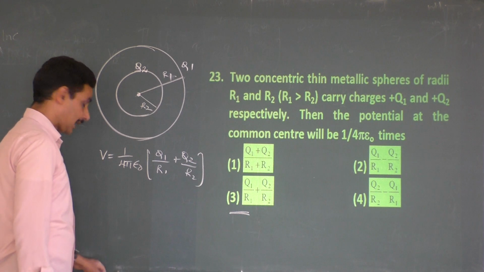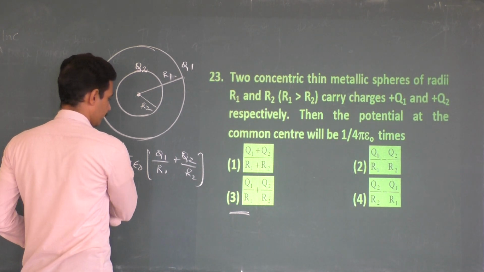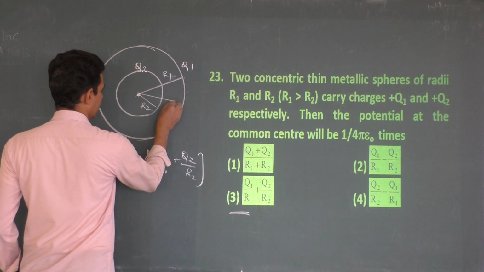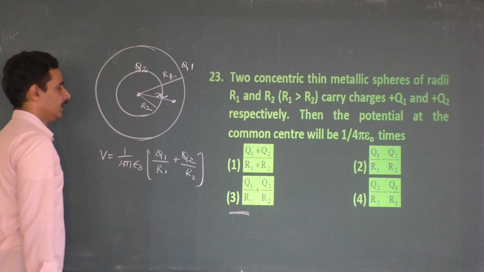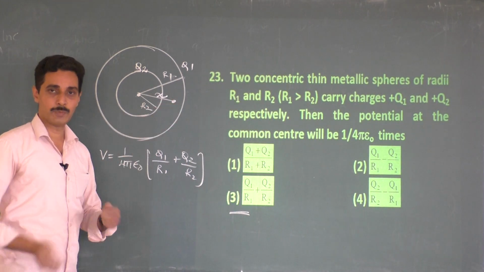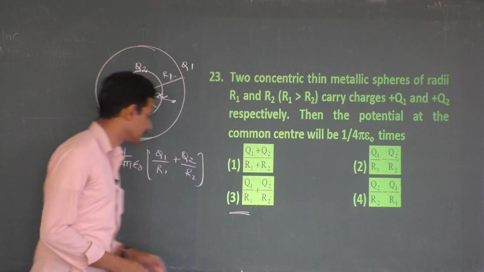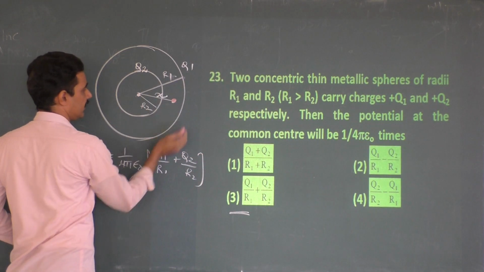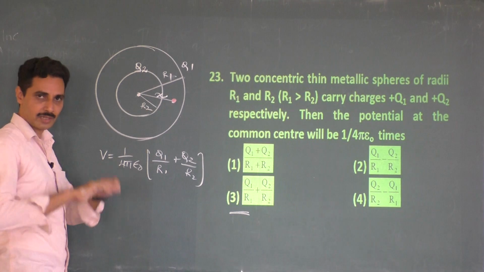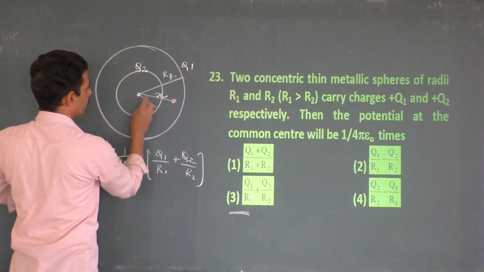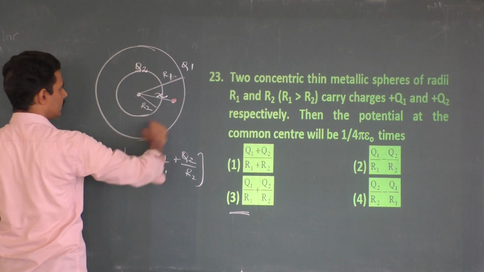Now suppose you are asked to find the potential at a distance x from here. Say this is x. Even though this problem is over, we will analyze it. This point is inside the spherical conductor 1, but outside the other one. For this you have to put the distance, and for this one you have to put the radius.